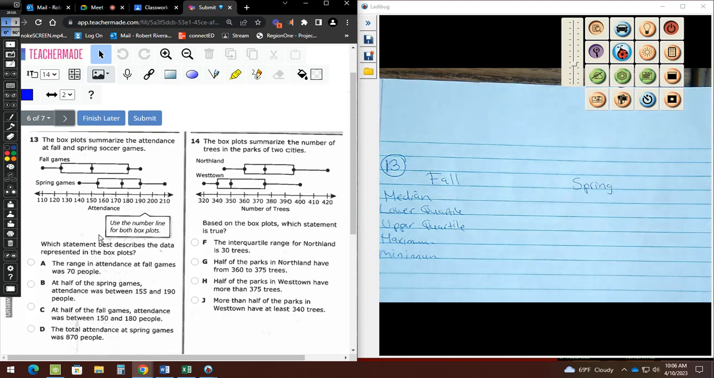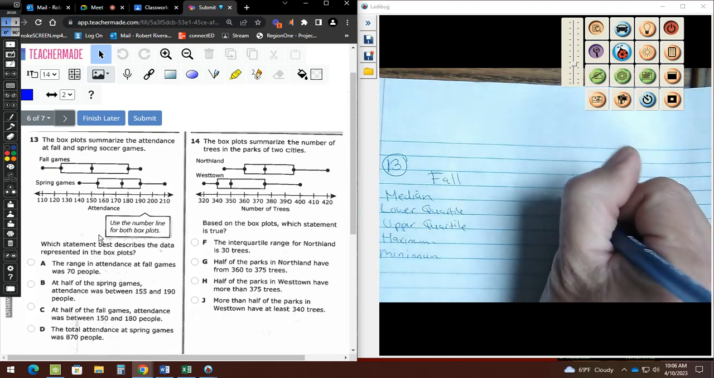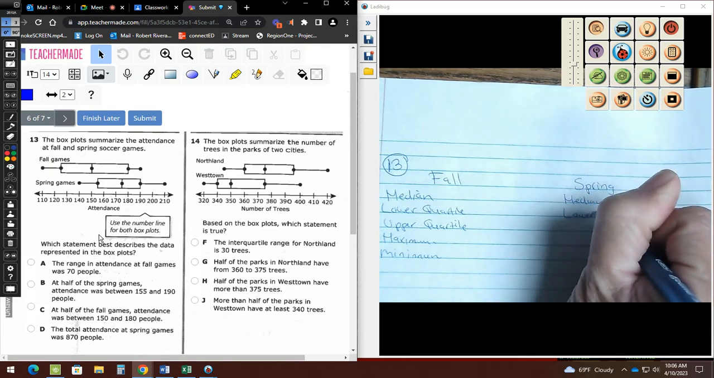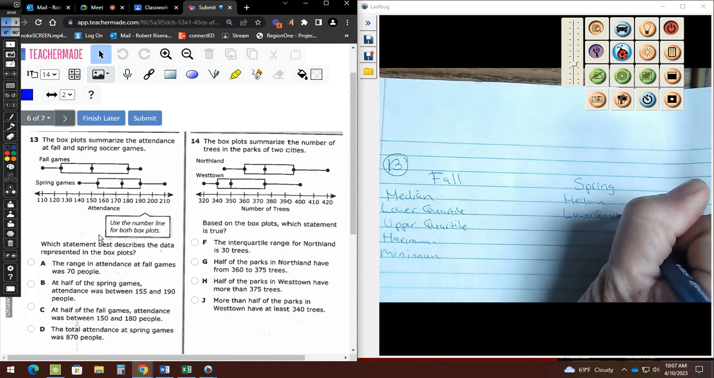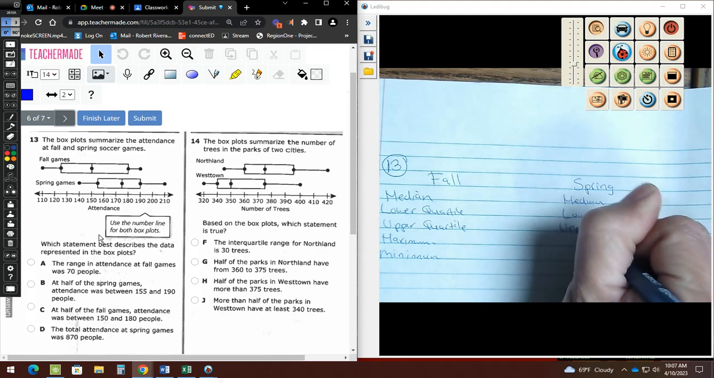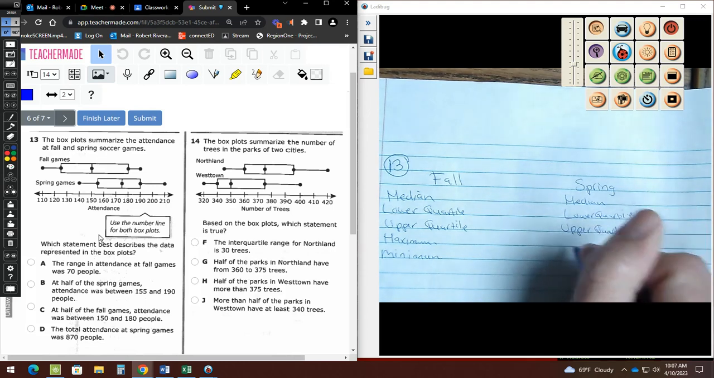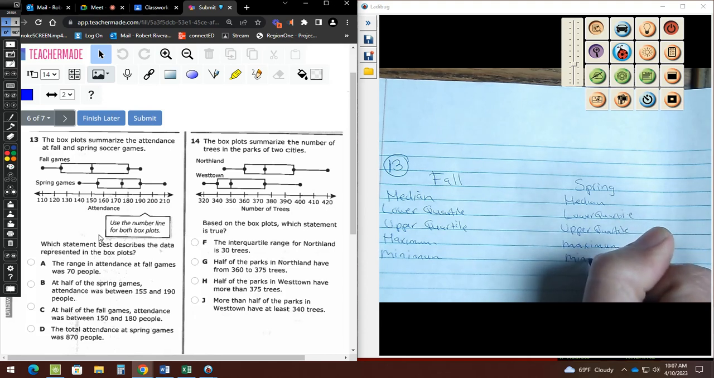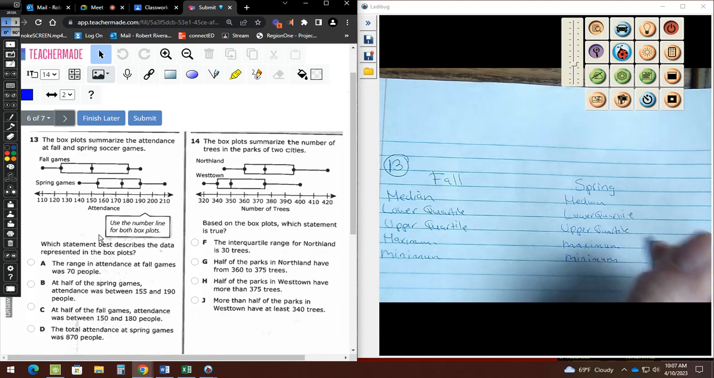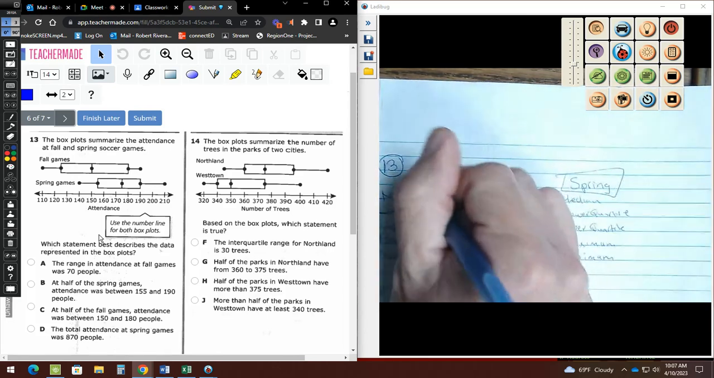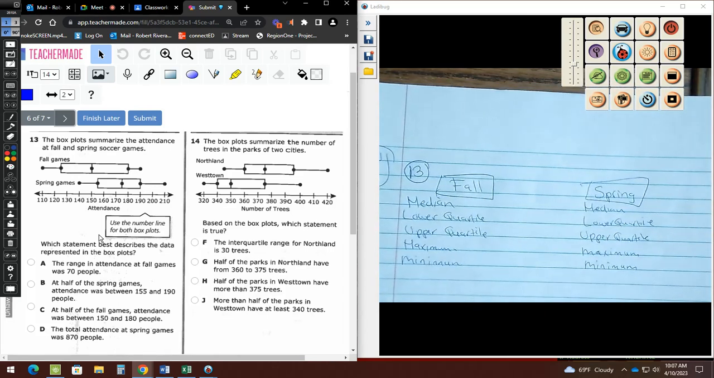I need also for spring, because there's two box plots, right? So I'm gonna need the same thing. I'm gonna need the median again, the lower quartile, upper quartile. Guys, whenever you see a box plot in the STAAR, this is what I want you to quickly start writing. The vocabulary that we learned from the notes at the beginning. Okay? And why did I draw two of them? Because there's two of them.